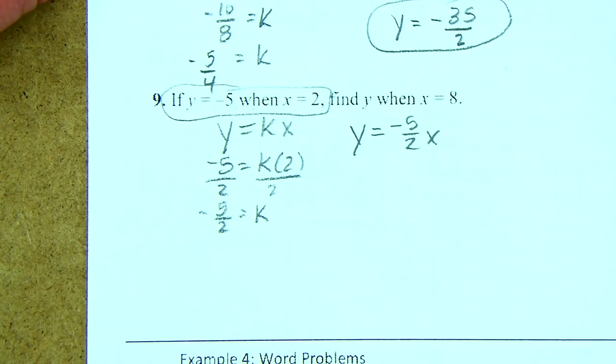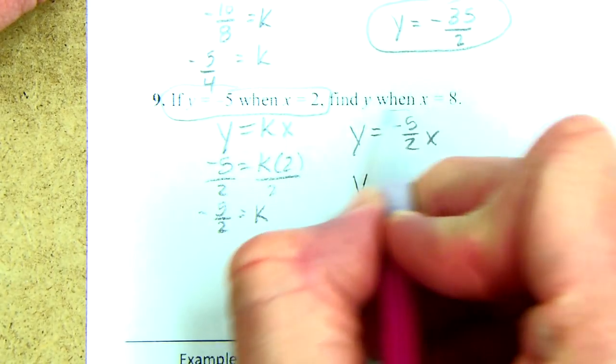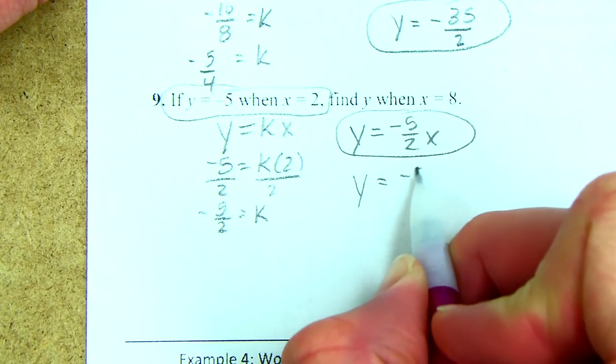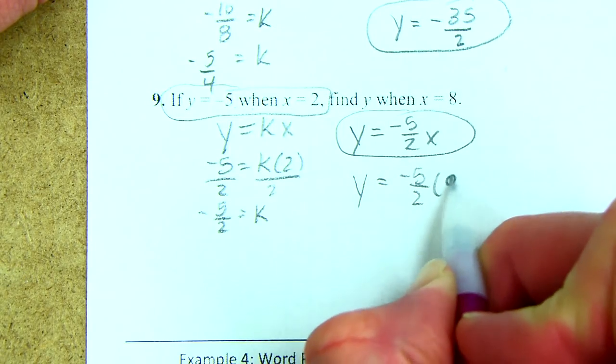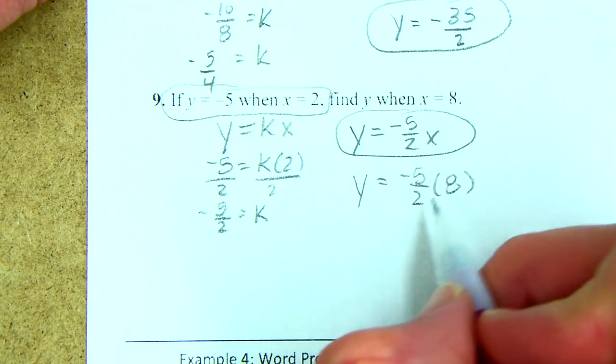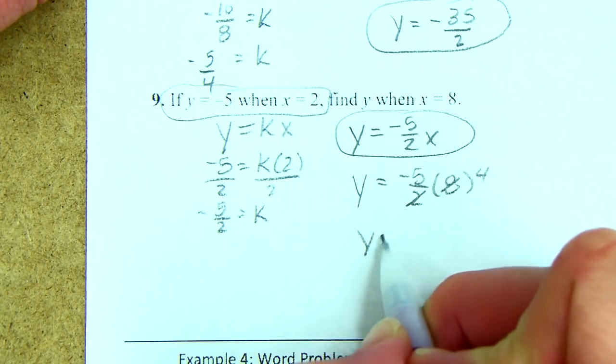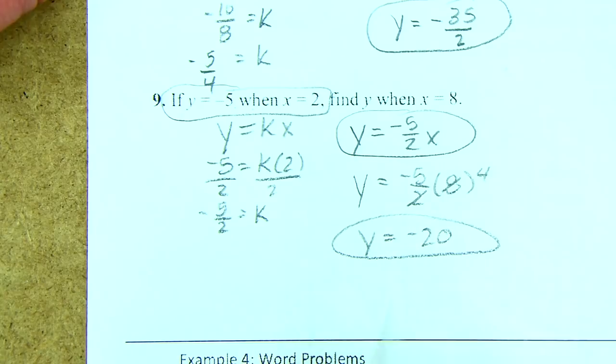Find y when x is 8. So we're going to take that equation. We're going to plug in 8 for x. Cross reduce, multiply, and y should be negative 20.